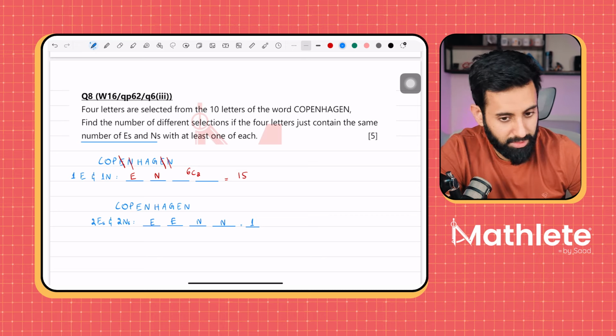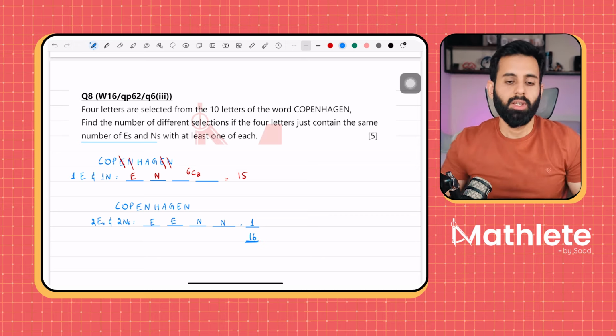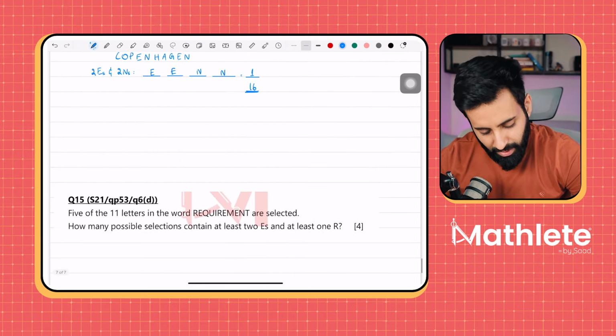5 marks, that's a little too good to be true. So 15 plus 1 is equal to 16. And there you go. I wouldn't say 5 easy marks, but not very difficult either.